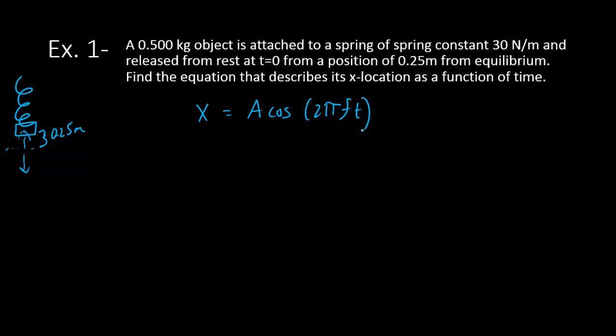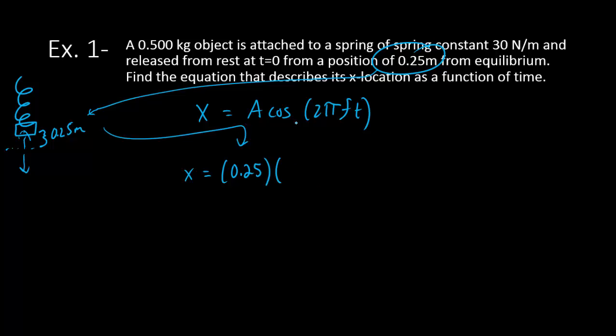And so what I'm going to do is look at the given in the problem that it starts 0.25 meters from equilibrium. When I think back to what this would mean about an object that's moving on a spring, that's going to be its maximum possible displacement. In other words, that's going to be my amplitude, which I'm going to plug in for A. So x is equal to, my amplitude is 0.25 meters.